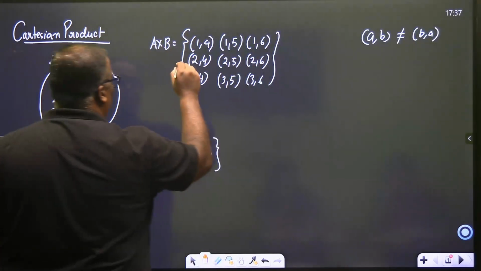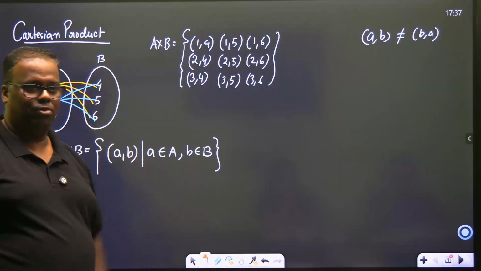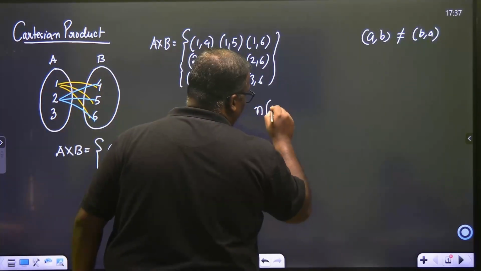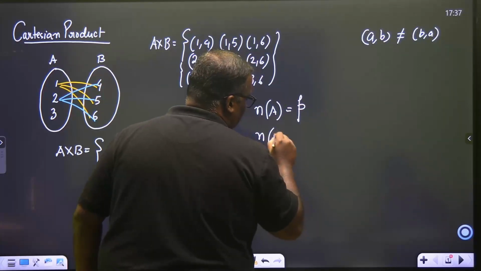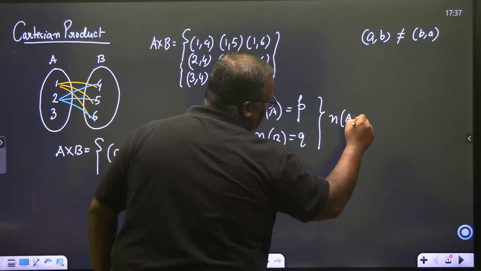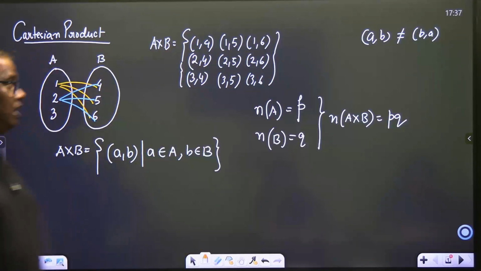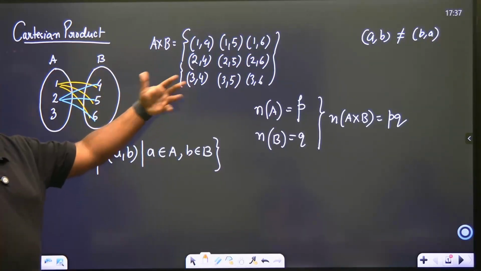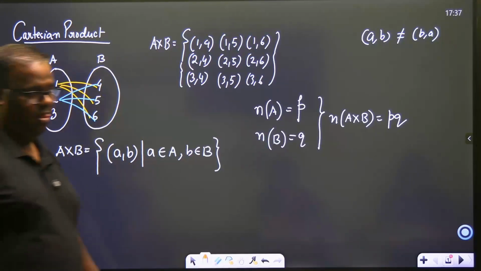A cross B are all the ordered pairs having a taken from A and b taken from B. Now, A cross B itself is also a set. So if n(A), the number of elements of A, is denoted by P, and the number of elements of B is denoted by Q, this gives us a basic understanding that A cross B will have PQ elements. Look here, we had 3 and 3. So the number of elements here is 3 multiplied by 3, which is equal to 9. Is this much clear?